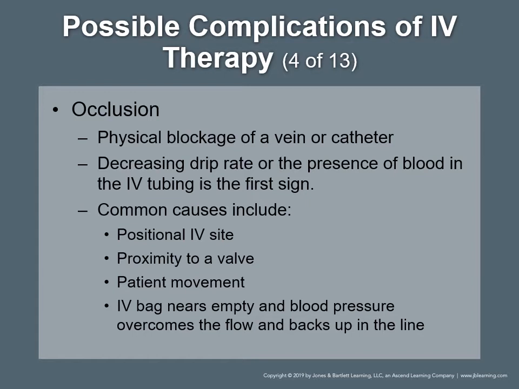Occlusion, this is physical blockage of a vein or catheter. If the flow rate is not sufficient to keep fluid moving out of the catheter tip, and if the blood enters the catheter, a clot may form and occlude the flow. Decreasing the drip rate or the presence of blood in the IV tubing is the first sign.